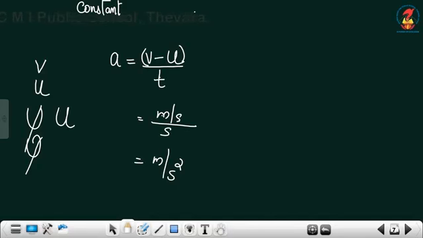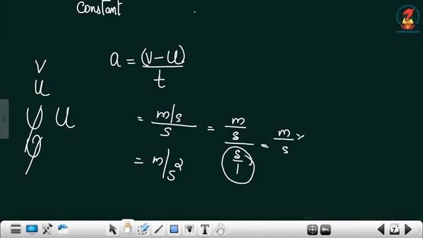How did you get it? Meter by second divided by second. The second means second by 1. That is equal to meter by second. Take the reciprocal of this one, into 1 by second. So, that is meter by second into second, second into second, second square. That same thing I wrote like this: meter per second square.